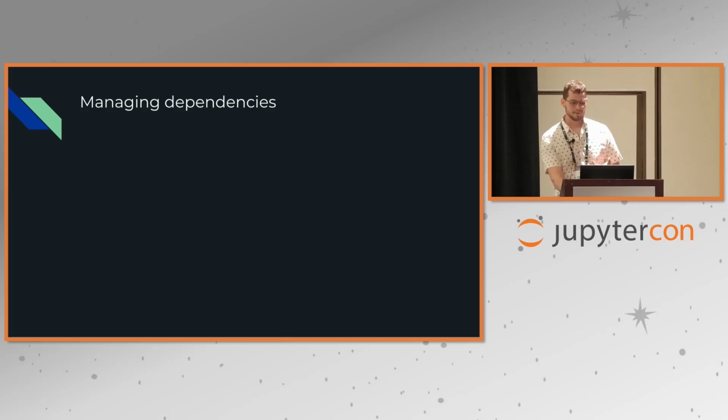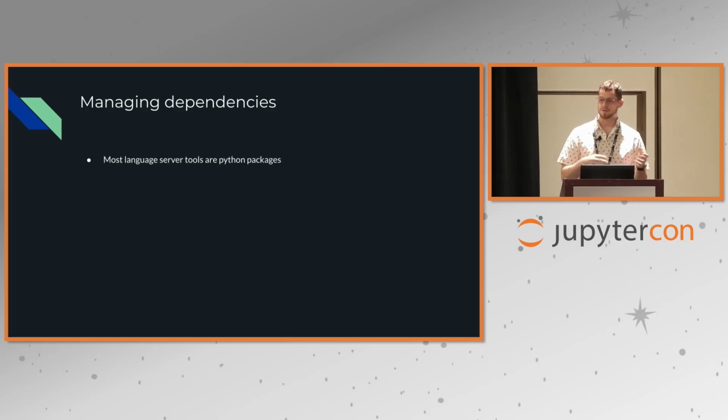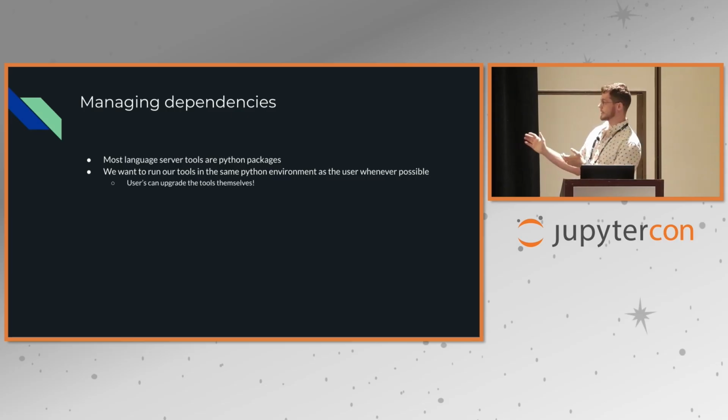Cool. And then managing dependencies. Most of these tools like Ruff and Pyright are actually just Python packages themselves, which is great. And we want to run the tools in the same Python environment as the user because that gives cool possibilities, like the user can upgrade these tools. If they want to use the newest and latest version of Ruff that we aren't shipping with yet, they can just pip install Ruff, and our language server will start using that newest, greatest tool. However, users can also modify the environment. So it's a double-sided sword.